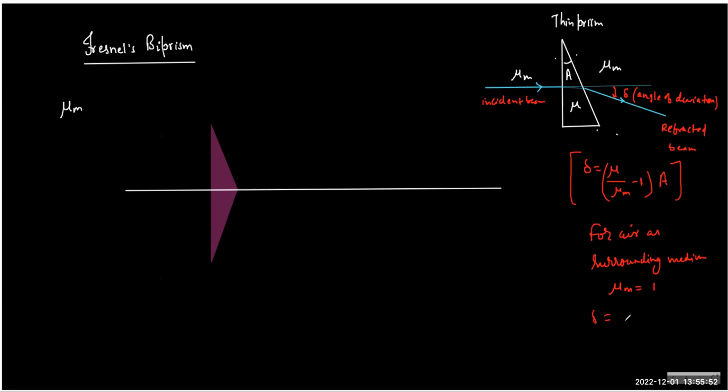the deviation formula becomes, in that case, mu minus 1 into A. This is for air only. Most of the questions that you will come across will be air, but if a medium comes, then don't worry. The deviation formula will change.